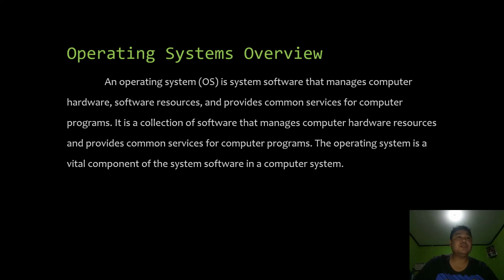For operating systems overview, an operating system is defined as a system software that manages computer hardware, software resources, and provides common services for computer programs. It is a collection of software that manages computer hardware resources and provides common services for computer programs. The operating system is a vital component of the system software in a computer system.